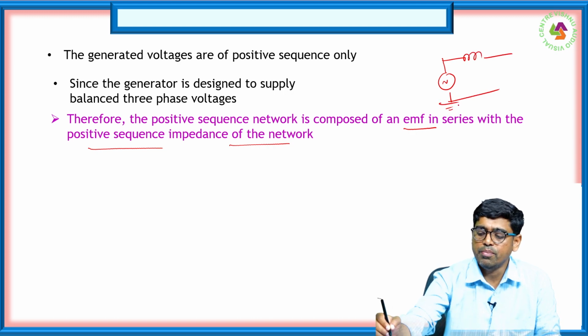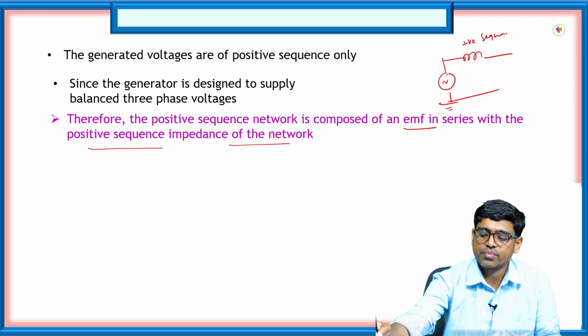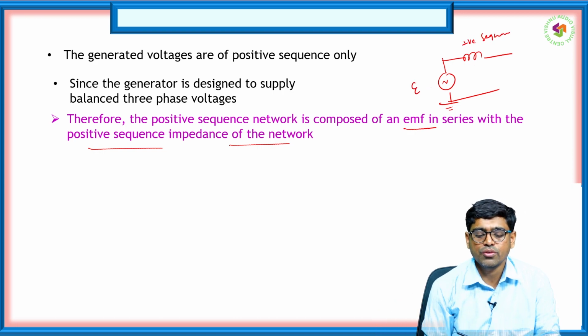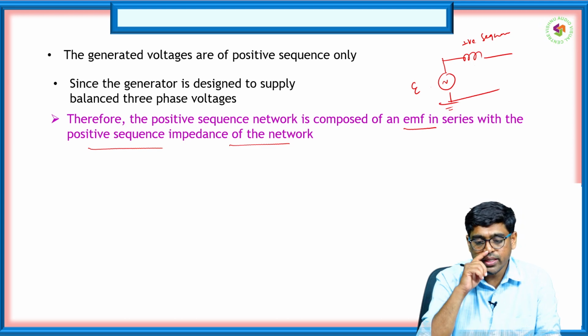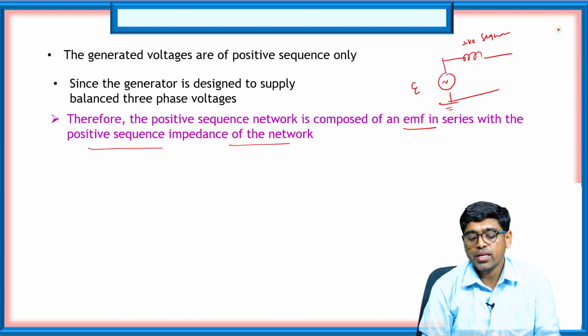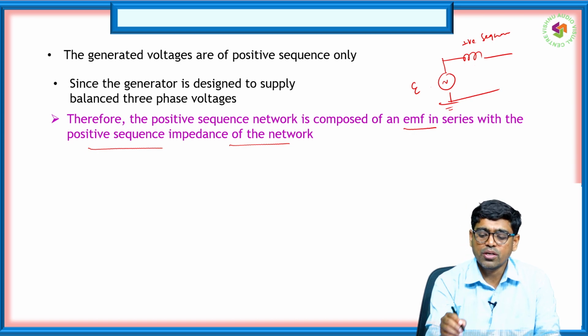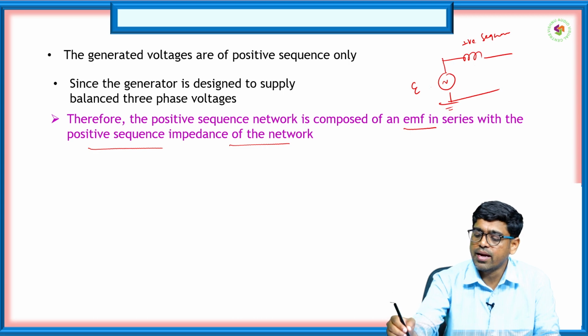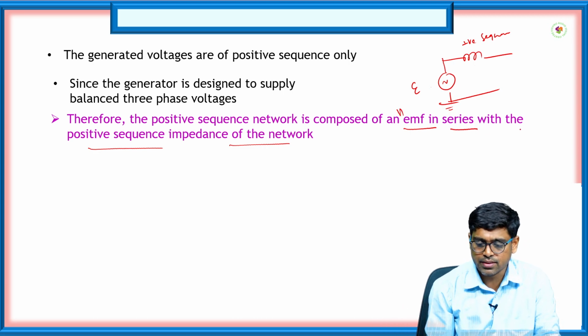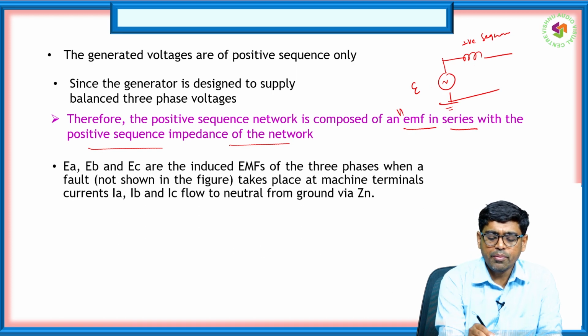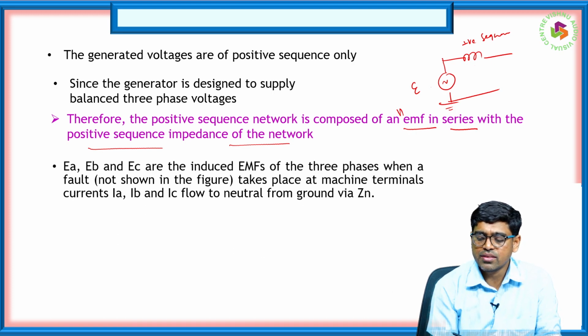In series with the impedance, this impedance is a positive sequence impedance, and it is the EMF induced in there. So the generator voltages are of positive sequence only, and the generator is designed to supply balanced three-phase voltage. So the positive sequence network is composed of an EMF in series with the positive sequence impedance. And EA, EB, EC are the induced EMFs of this three-phase when a fault takes place at the machine terminal.